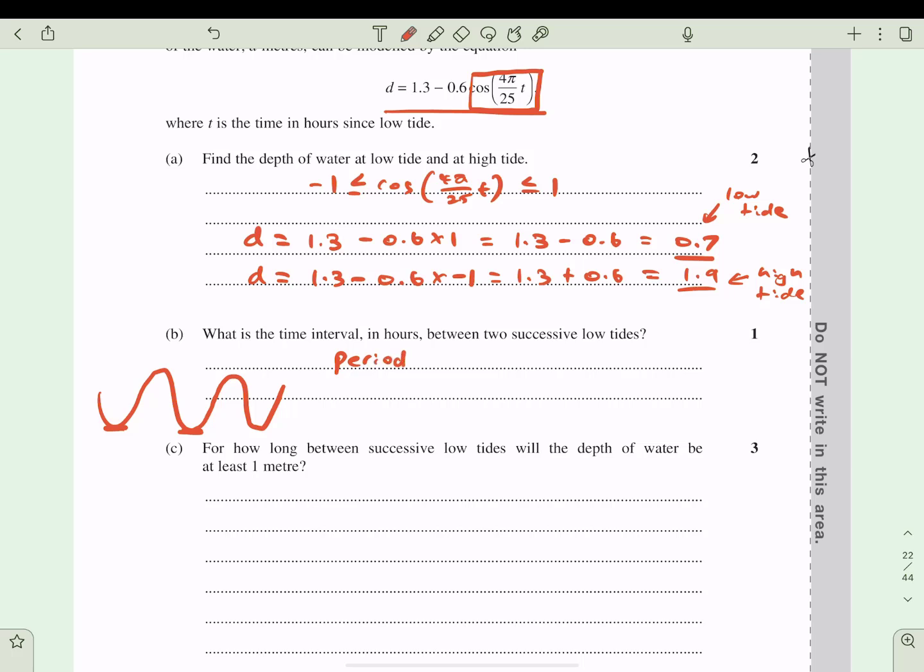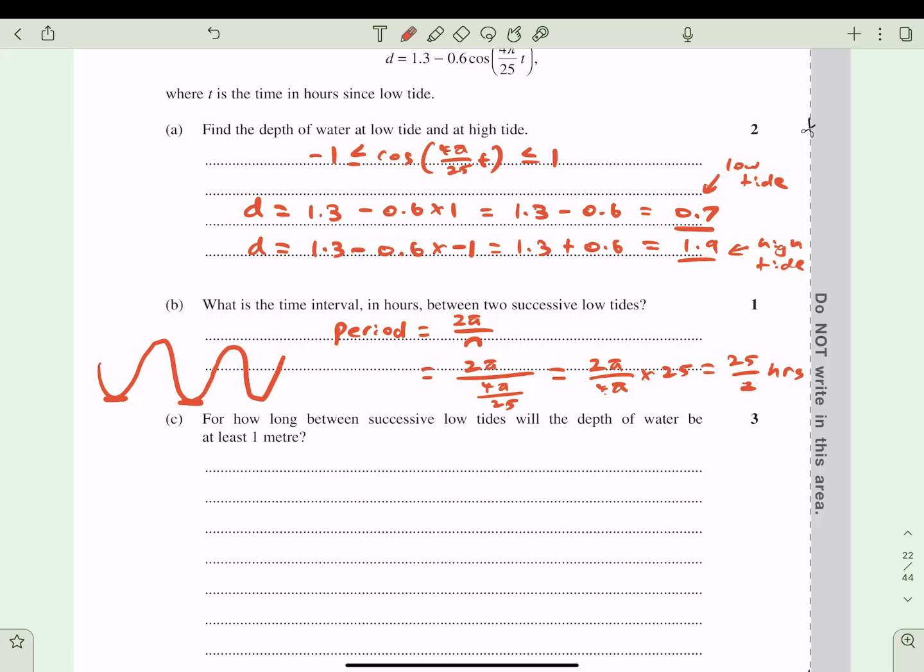And if we recall, when we want to find the period of a cosine function, that's going to equal 2 pi over n, where n is the coefficient of t. In this situation, n is equal to 4 pi on 25. So therefore, we're going to say period is 2 pi over 4 pi on 25. That's equal to 2 pi on 4 pi times 25, which is equal to 25 over 2 hours.